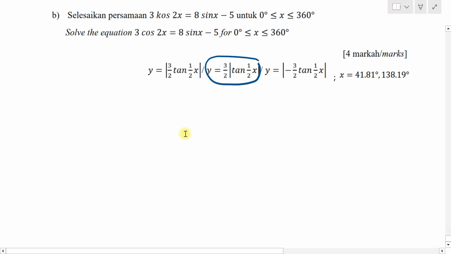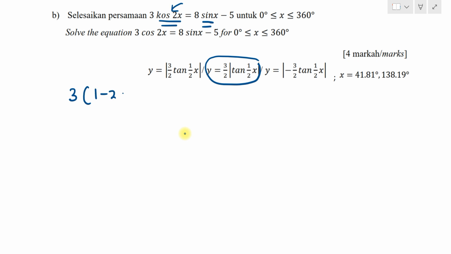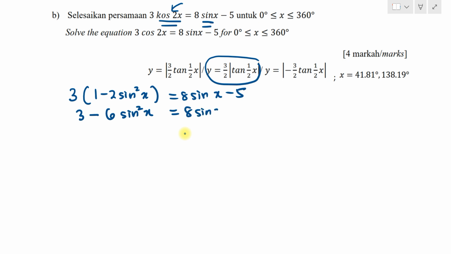Okay, next. 3 cos 2x. Same boring question. Okay, let's see. 3 cos 2x. You've got sine here, so make everything into sine, better. So 1 minus 2 sine squared x equals 8 sine x minus 5. So 3 minus 6 sine squared x equals 8 sine x minus 5. Bring everything here.